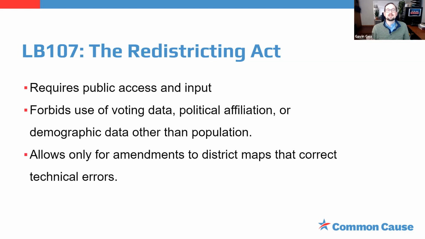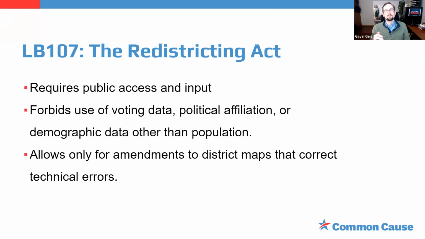So LB 107 top line improvements: it will require public access and input. It explicitly states the number of hearings that will be held for the maps that are eventually drawn. It also gives public access to the documents and the maps that this committee will be working with. Right now, those requirements are only in the rules and can be changed fairly easily by the legislature.